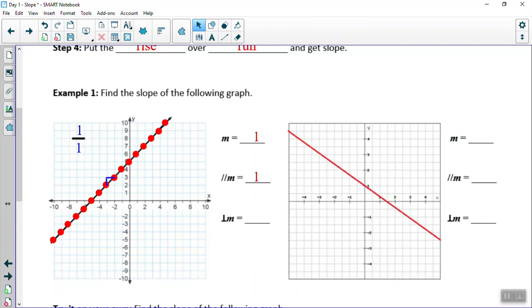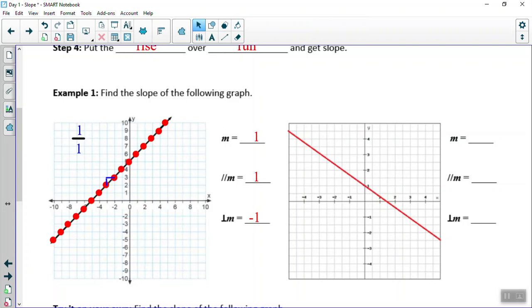Now, the slope of a perpendicular line is where we have to take the reciprocal and change its sign. So right now, this is positive 1 over 1. Well, the reciprocal means I'm going to switch the order. So my top moves to the bottom, my bottom moves to the top, and then I change the sign. So it's the negative reciprocal. So instead of a positive 1 over 1, it becomes a negative 1 over 1.